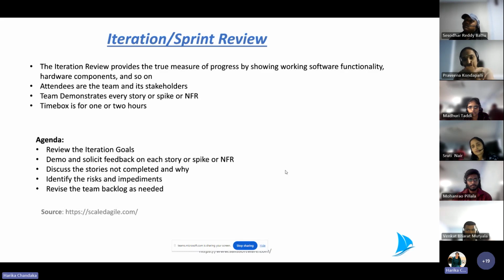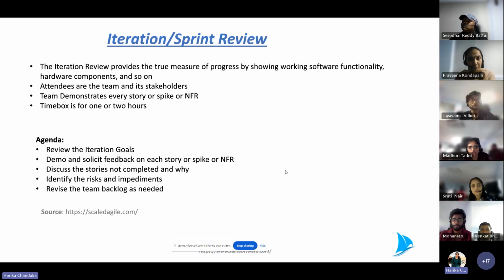And it's always advisable to have the key stakeholders. Even clients will be involved in the sprint demos. The team demonstrates everything that they have worked on: story, spike, or NFR. NFR is non-functional requirements. A spike is like an enabler story, which means an analysis story. The time box of this call is 1 or 2 hours. Based on this call, we get the customer feedback and add it back to the stories, and again the team gets a chance to rework or enhance anything based on the feedback.